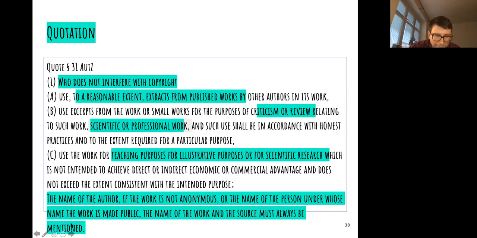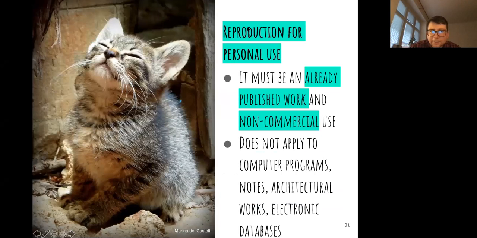Then you have another thing. Usually it's called reproduction for personal use. That's the happy cat. So if you are using it for personal use, you can use already published work for non-commercial purposes. It doesn't apply usually to computer programs, notes, architectural works, electronic databases, etc. It's important to remember that it doesn't apply to computer programs, but you can use it for personal use. Yeah, that's it. We can talk about it in discussion.